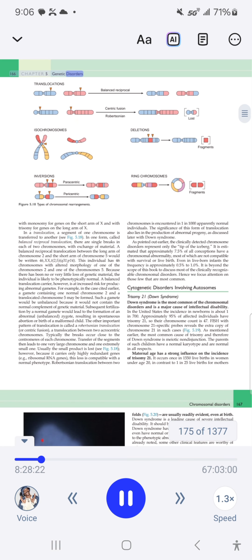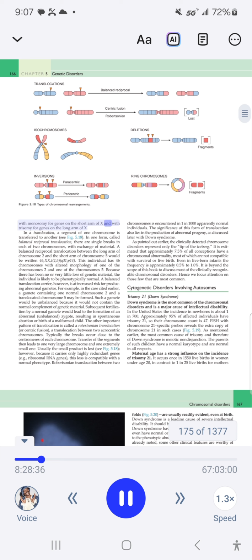Chapter 5 Genetic Disorders. Translocations: balanced reciprocal, centric fusion (Robertsonian). Isochromosomes. Deletions. Fragments. Inversions: paracentric, pericentric. Ring chromosomes. Fragments. Figure 5-18. Types of chromosomal rearrangements.